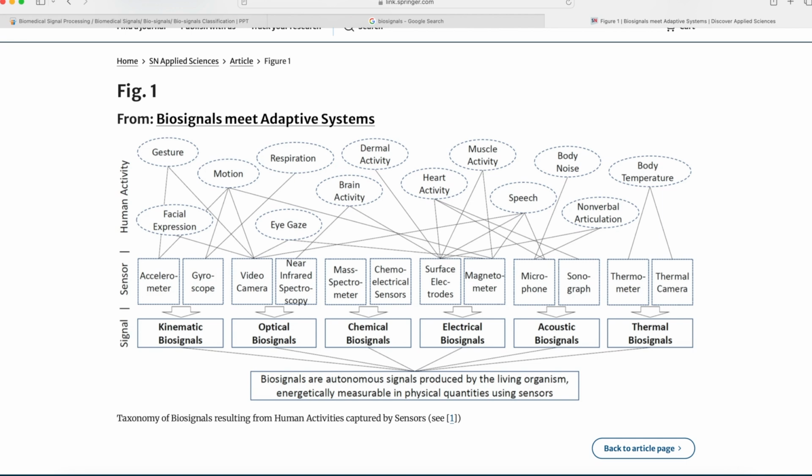So there it is. It's watching your gestures, motion, facial expression, your eye gaze, respiration, brain activity, heart activity, muscle activity, your speech, your body temperature. This is how deep they are inside of our bodies and are watching everything that we do and recording it in real time and storing this data for themselves.